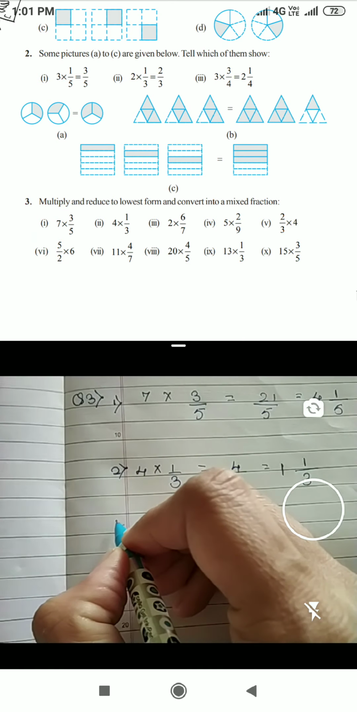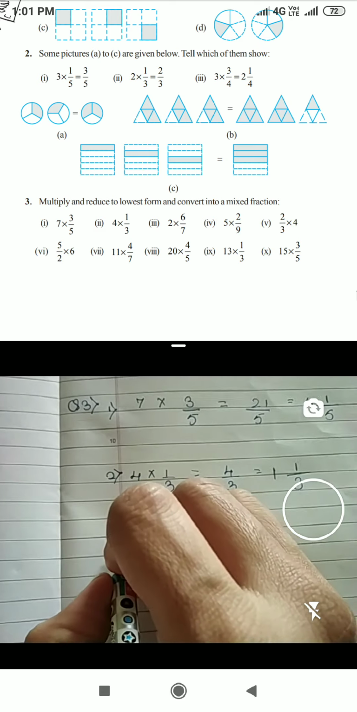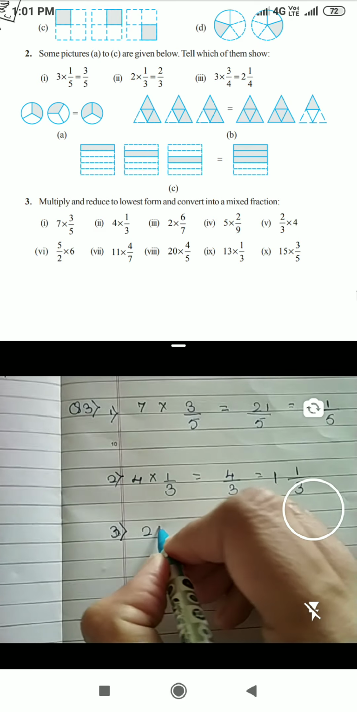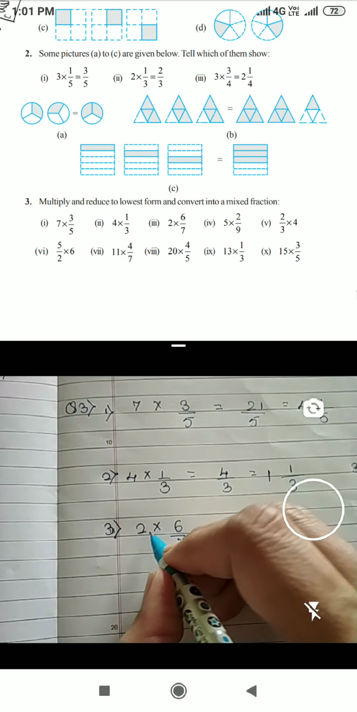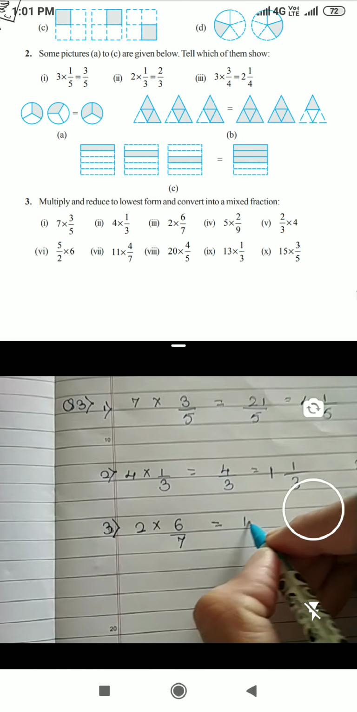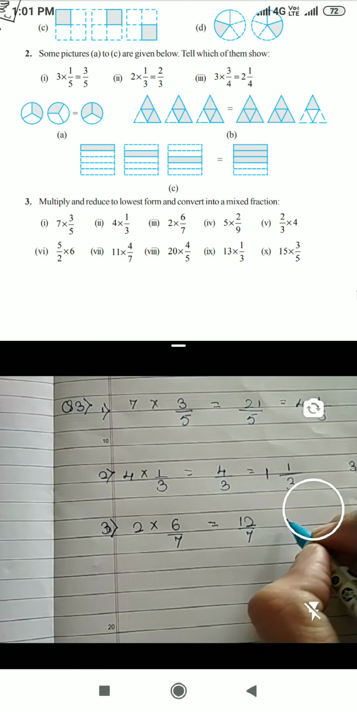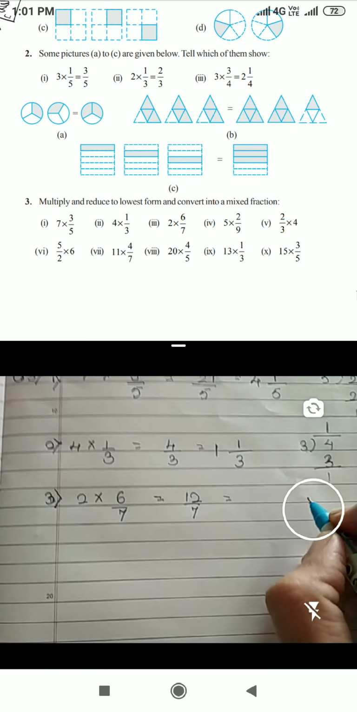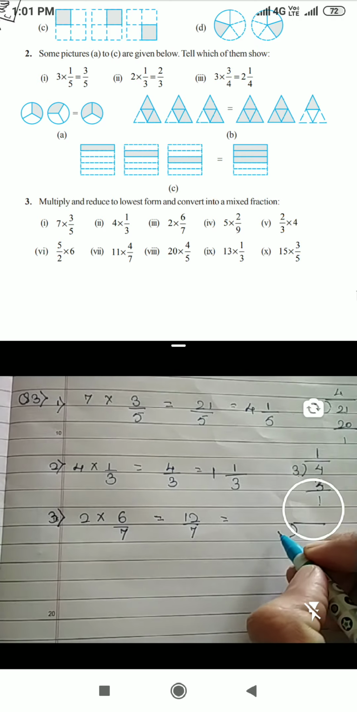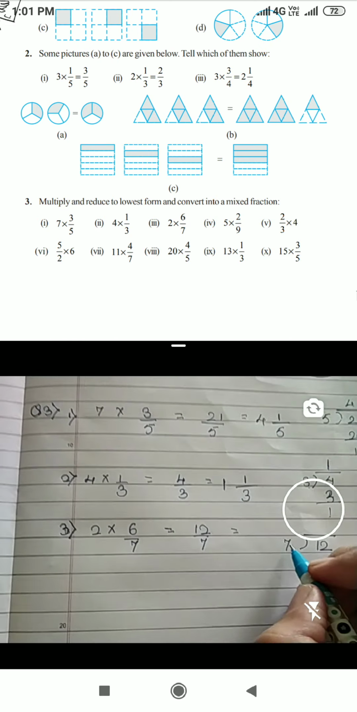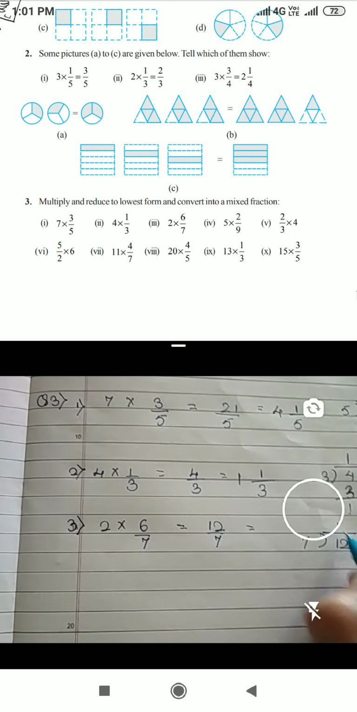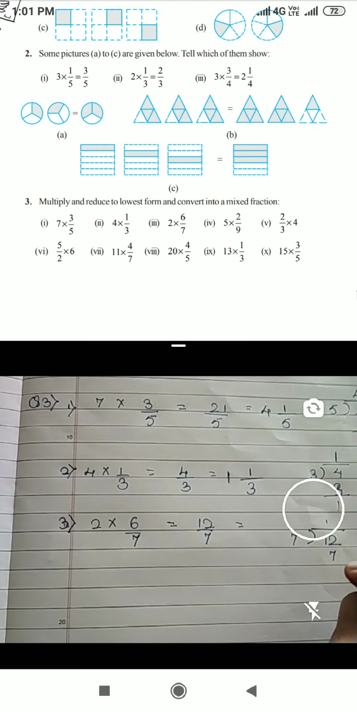Now the next, third, 2 into 6 upon 7. 2 6s are 12. 12 upon 7. Come on. Again divide it. 7 and 12. 7 ones are 7.